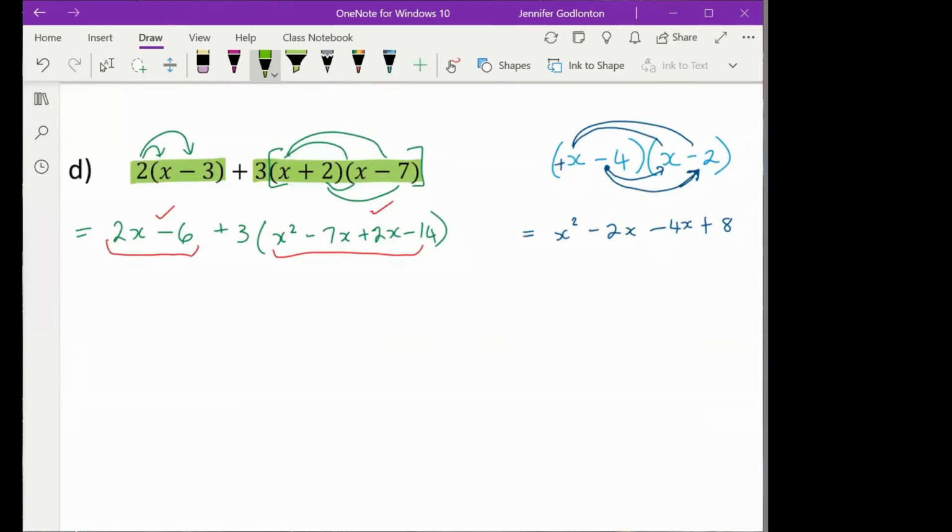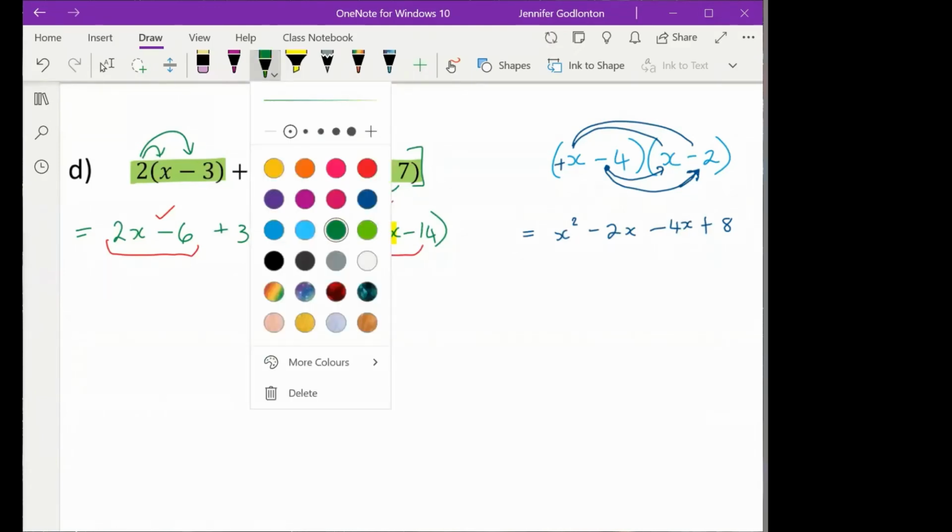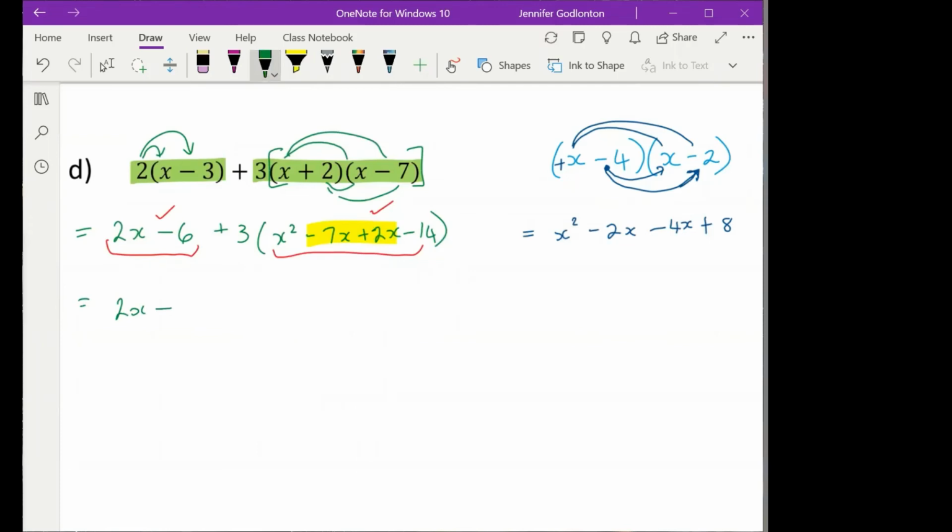Okay, next step, we're going to take this 3 in. Oh, no. Let's first simplify. I'm jumping ahead. So simplify those 2 in there. So I'm going to have 2x minus 6 plus 3 times x squared minus 5x minus 14. And now I'm going to take this 3 in, so that I have 2x minus 6 plus 3x squared minus 15x minus 42.